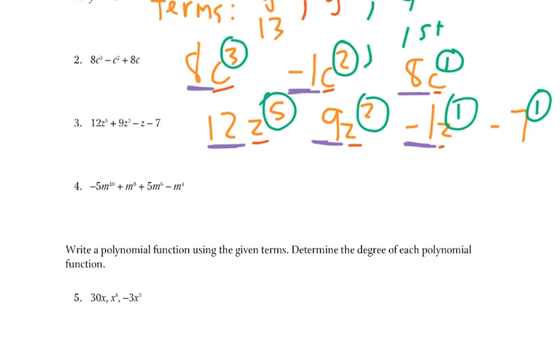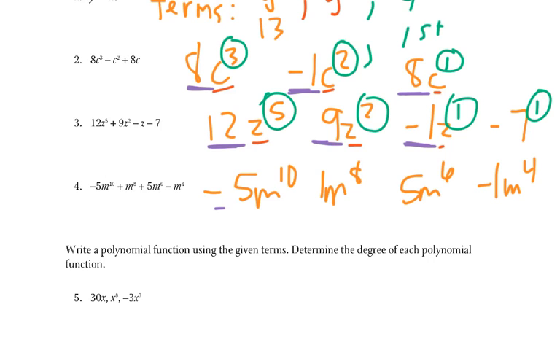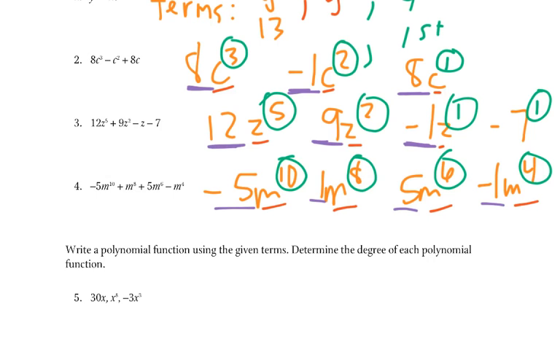Alright, now the last one, negative 5m to the 10th plus m to the 8th plus 5m to the 6th minus m to the 4th. So we split it up, we've got these four terms, negative 5m to the 10th, m to the 8th, we could call that 1m to the 8th, 5m to the 6th, and negative 1m to the 4th. So our coefficients, negative 5, 1, 5, and negative 1. Our variable is m on all of them. And then our exponent, our power, is 10, 8, 6, and 4.